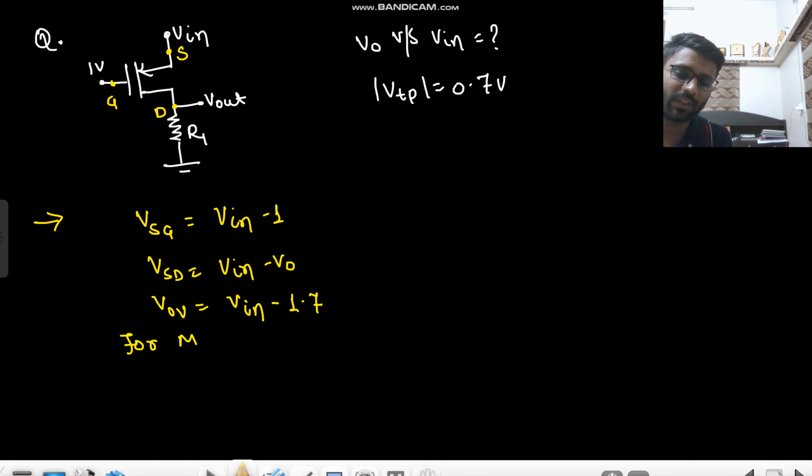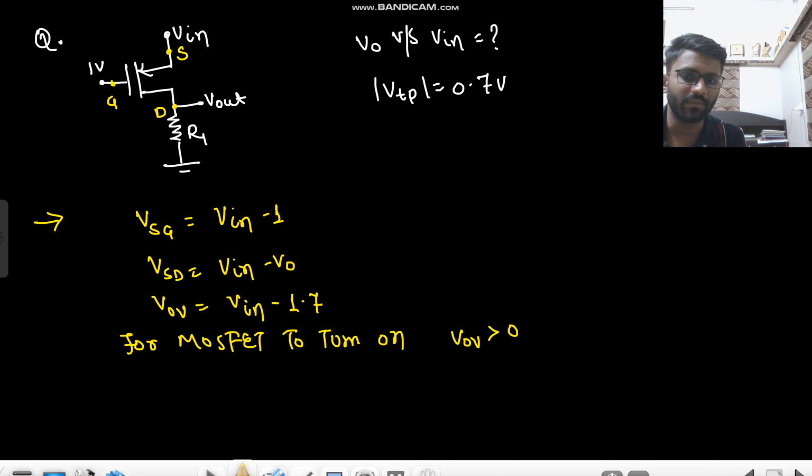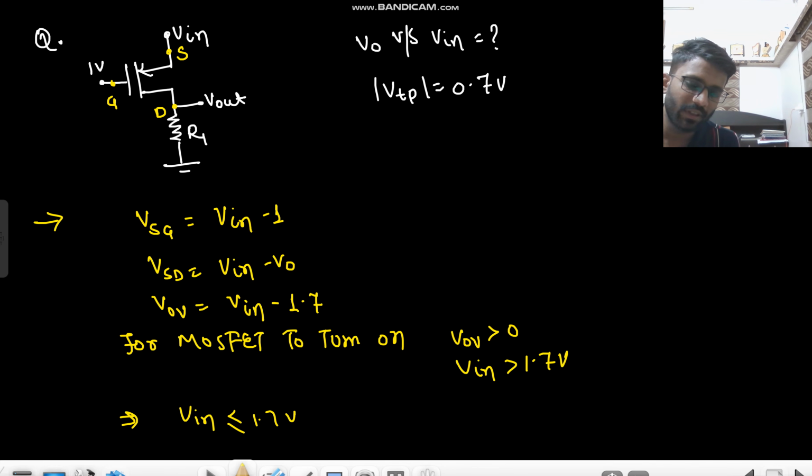First thing is, for the MOSFET to turn on, your V overdrive should be greater than 0, right? Or your VSG should be greater than mode of VTP. That means V in should be greater than 1.7 volt. So that means for V in less than or equal to 1.7 volt, MOSFET is off. That means V output is 0 volts.